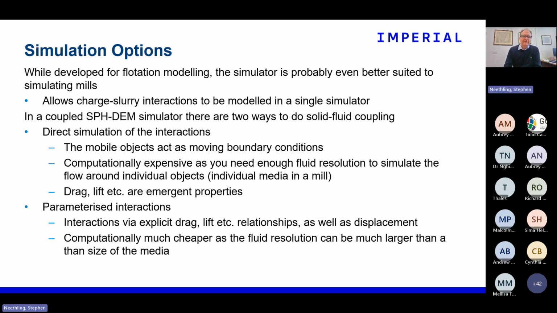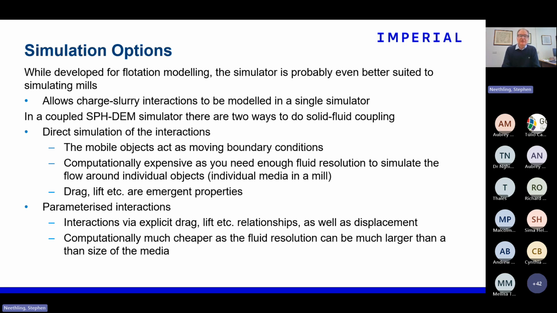The other way of doing these simulations is to parameterize your interactions and essentially have it as, you might think, an immersed body. So your fluid and your particles overlap in some sense, and you're doing your 2-way coupling via relationships. So you need to know a relationship between the particle properties and the relative velocity to give you a drag force between them, and the same for things like lift forces, etc.